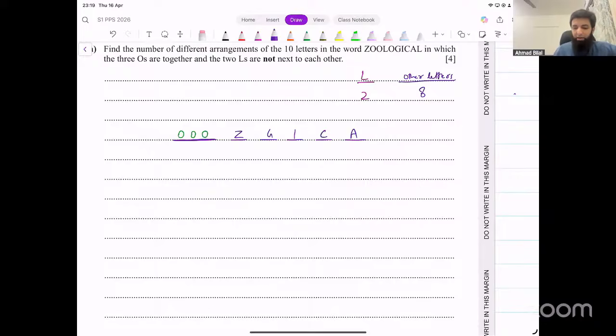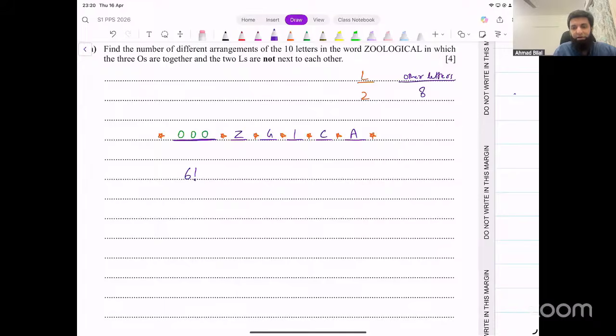Okay? In the gaps between these dashes, we can place these L's that we have to separate. So L's could come in these places. 1, 2, 3, 4, 5, 6, 7. These are the possible positions for the L's. Okay. Now let's do arrangements. How many possible arrangements do we have for these dashes? There are 6 dashes, right? We can arrange them in 6 factorial ways.